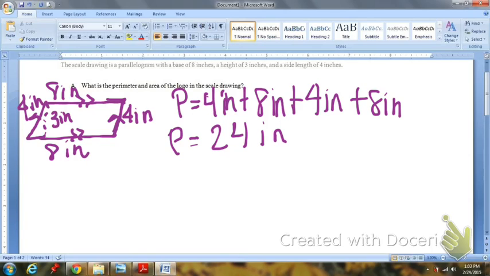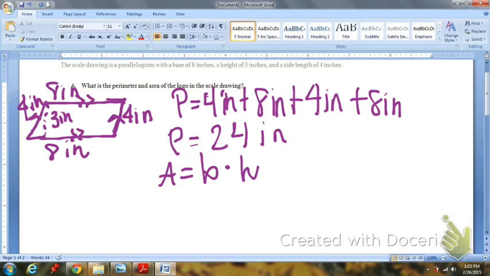So now we have to find our area. Area is base times height. Many of you may say, oh, well, that's just 8 times 4. But is 4 really our height? No, 4 is not, because that side is slanted. It is not straight up and down. So, which one is our height? The problem tells us that 3 is our height. So if we didn't have a picture, we would know that 3 was our height.